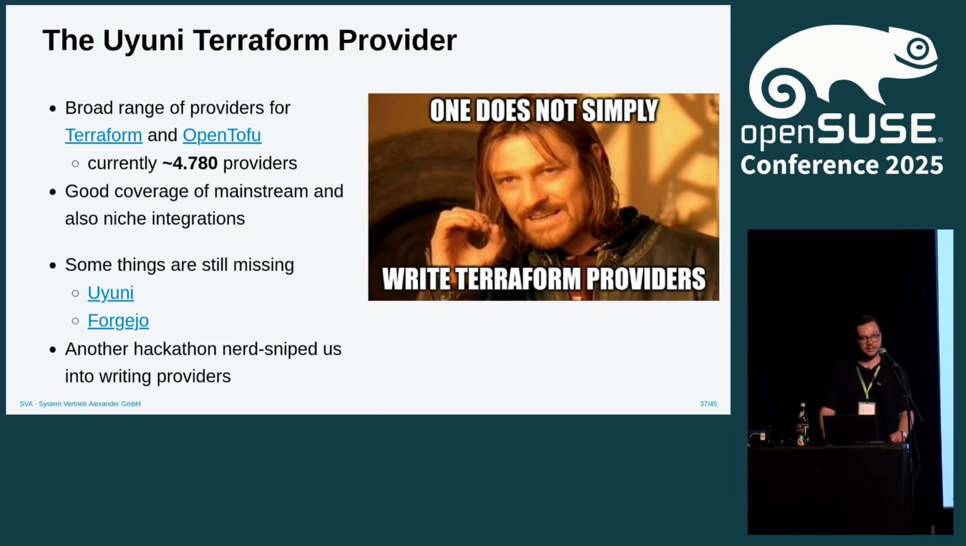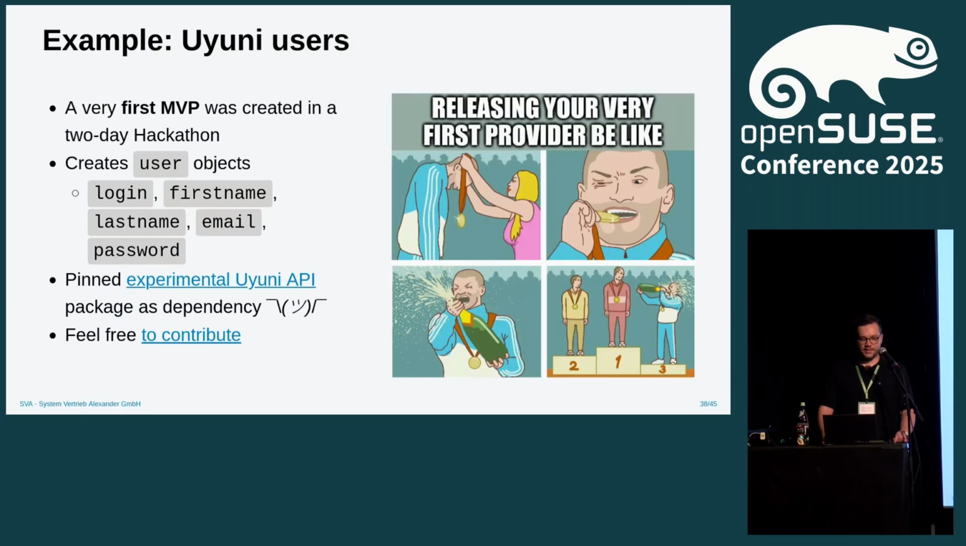And of course, I stumbled upon, hey, there's no Uyuni Terraform provider. So we thought it would be good to write some code for this. And that's how we started. So the very first MVP was created in a 2-day hackathon. So it took 2 days from "I never wrote Golang code" to "okay, that's something that actually works somehow."